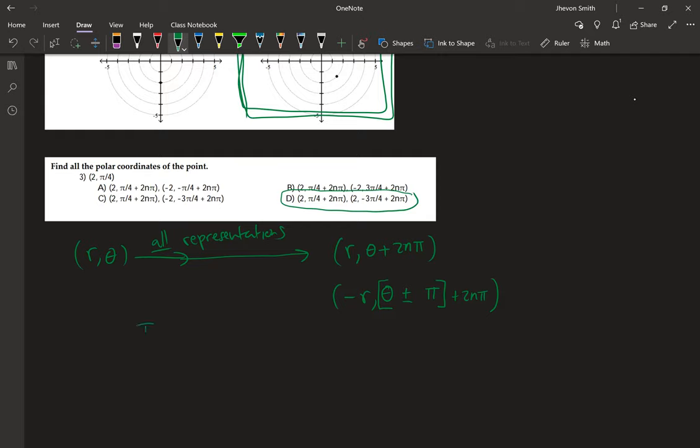Because if you take pi over 4 and you subtract pi, well, that's 4 pi over 4. So that gives you minus 3 pi over 4. So we could take that minus 3 pi over 4 and put it in this position. And we have all representations with a negative r. Right, they're going to be off by pi with the positive representations. And so that kind of puts us into D, right?